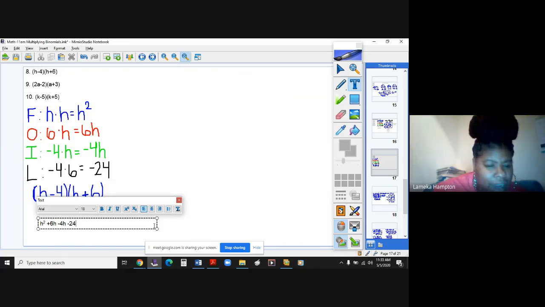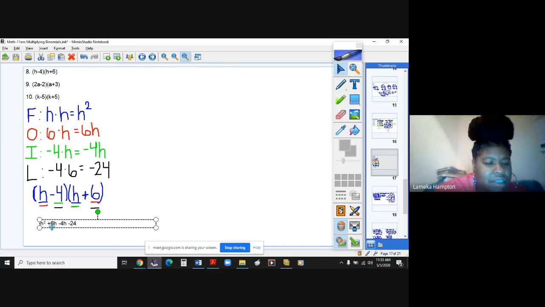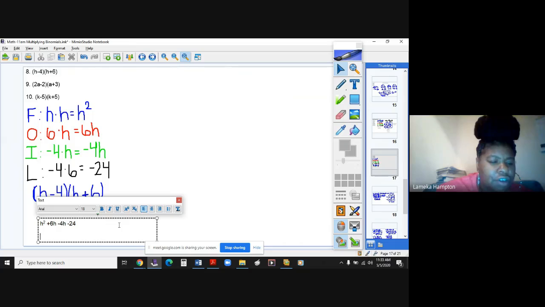Now, when I combine my like terms, 6h and 4h, my final answer is going to be this: h squared plus 2h, because 6 minus 4 is 2. Oops, that's why you always have to hit that button off. Plus 2h, minus 24. So that is my final answer.